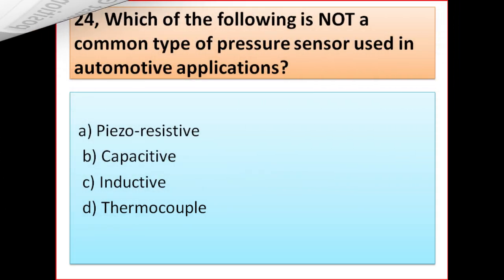24. Which of the following is not a common type of pressure sensor used in automotive applications? A. Piezoresistive. B. Capacitive. C. Inductive. D. Thermocouple.